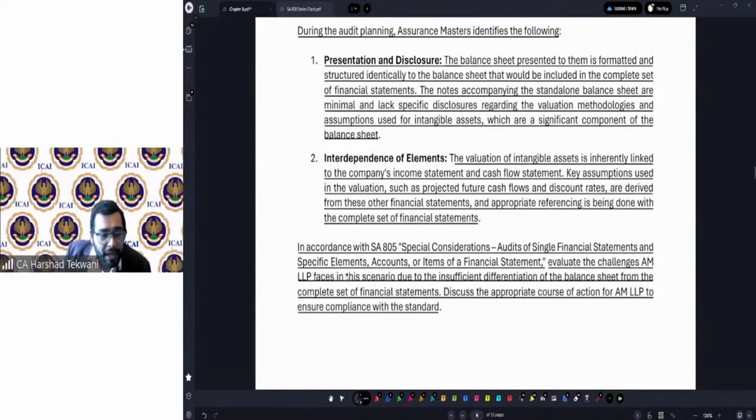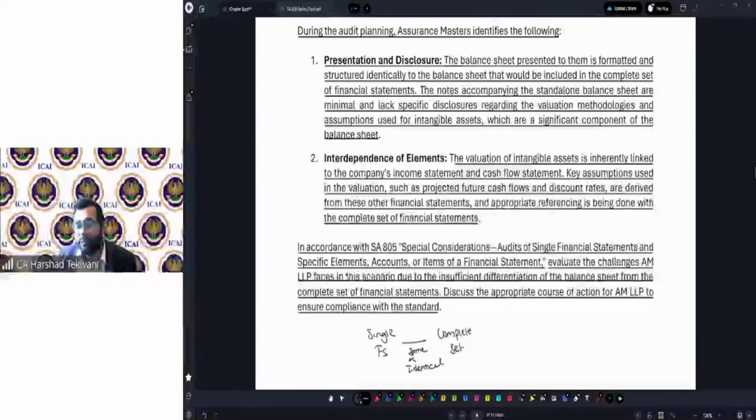So see, here there is a single financial statement and you have a complete set. Now these both are the same and identical, and you are not able to differentiate between both. You are not able to segregate. You are not able to identify which is the complete and which is the single. So differentiation is not available. What will you do in this scenario when you are not able to differentiate?